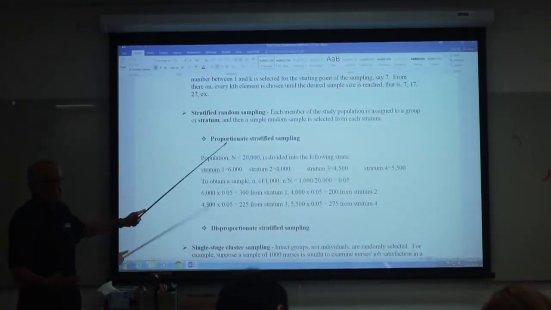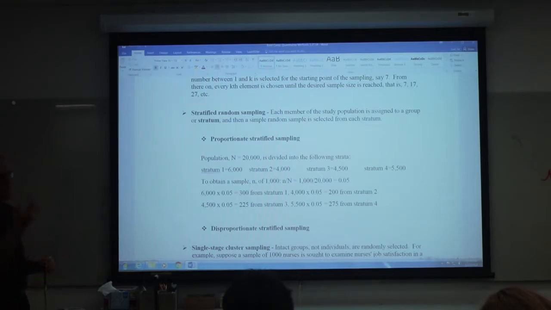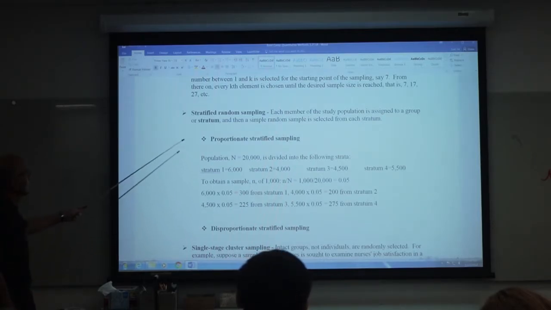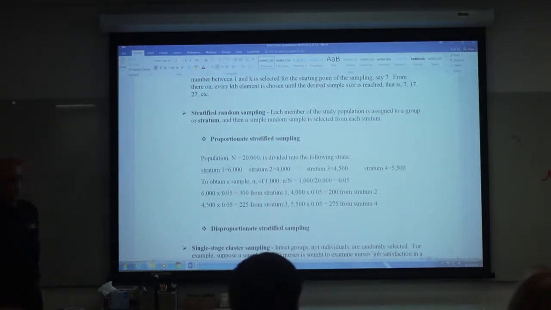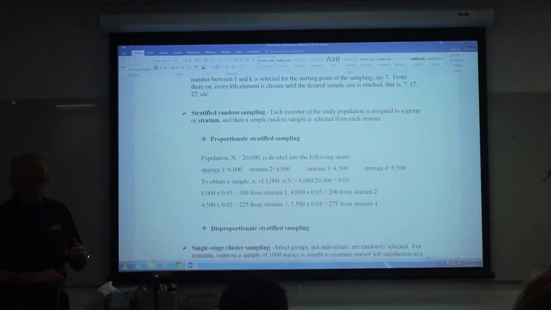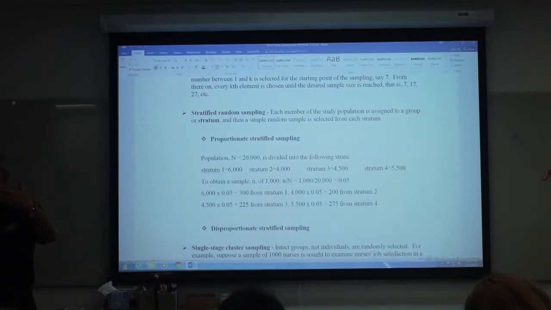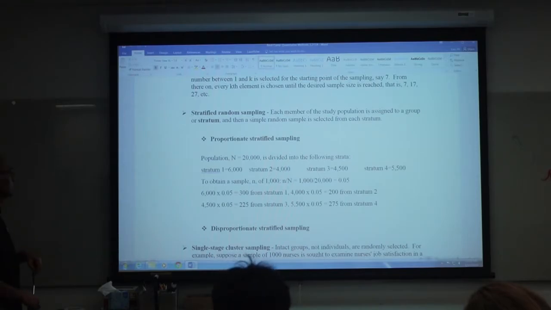Stratified random sampling, you divide your population into strata, into groups, and then you select the sample from each stratum. So for example, you divide the population of faculty here into assistant professors, associate professors, full professors, and then select your sample from each stratum.